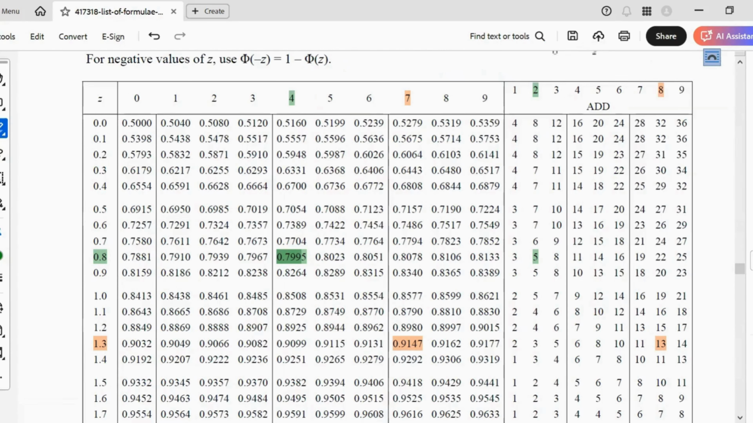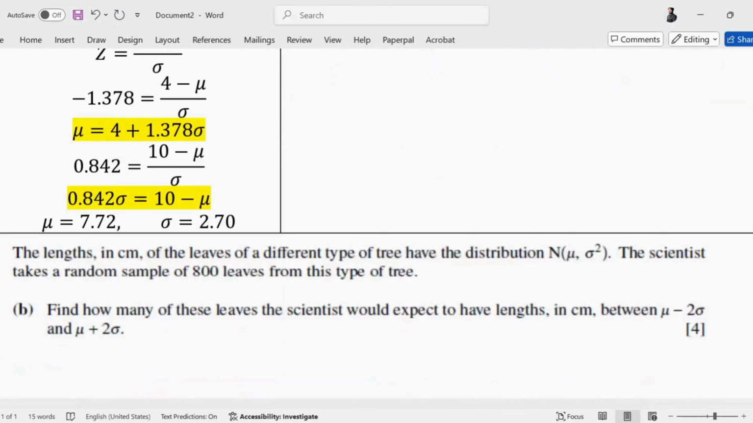Another part of same question, part B. The length in centimeter of leaves of a different type of tree have distribution normal. Notation दे दी है. The ones who do not know these notations वो देखते रहेंगे क्या है भाई. Mean is mu and standard deviation is sigma. The scientist takes a random sample of 800 leaves from this type of tree. How many of these leaves the scientist would expect to have length in centimeter between mu minus 2 sigma and mu plus 2 sigma? पहले I want you people to give it a try जैसे तुम लोग समझ पा रहे हैं, then I'll explain.